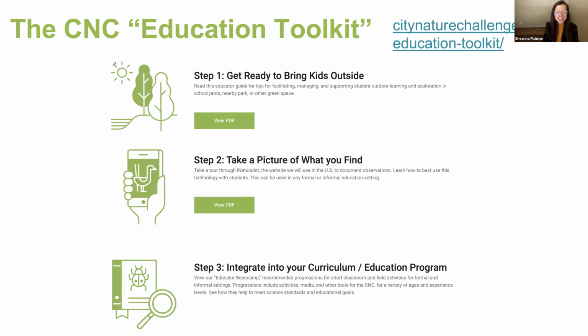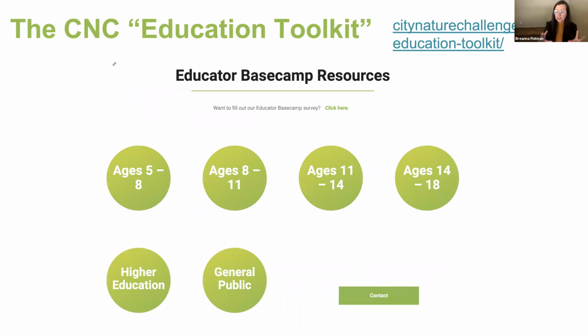And then what's great on the City Nature Challenge website is they have the education toolkit. Again, it's basically what we've been talking about: getting outdoors, taking pictures of what you find, and then integrating this somehow into your curriculum. What's really great about the education toolkit is they have links for different age groups, whether you're in elementary school, high school, or higher education, or maybe you don't work with students but want to work with the general public. They have all these different links for different types of resources depending on which types of students you're interested in working with.